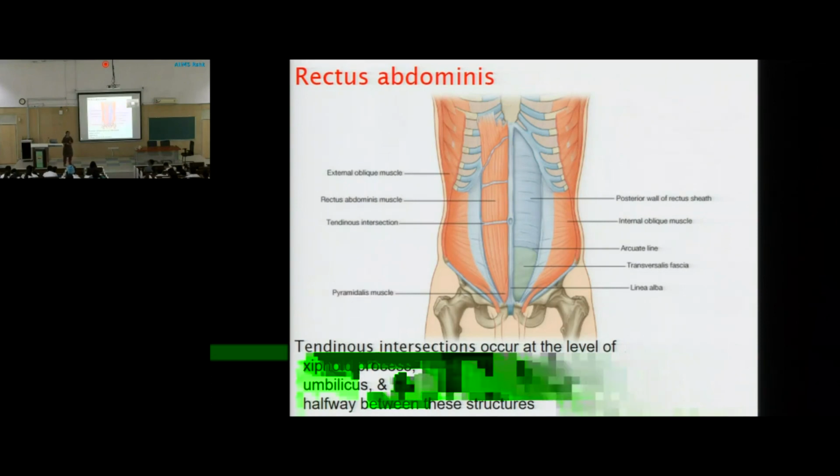Costal cartilages and the xiphoid process. Okay, it is going to get inserted onto the lower 6 costal cartilages and their ribs and the xiphoid process. So this line, this is the rectus abdominis, yes.